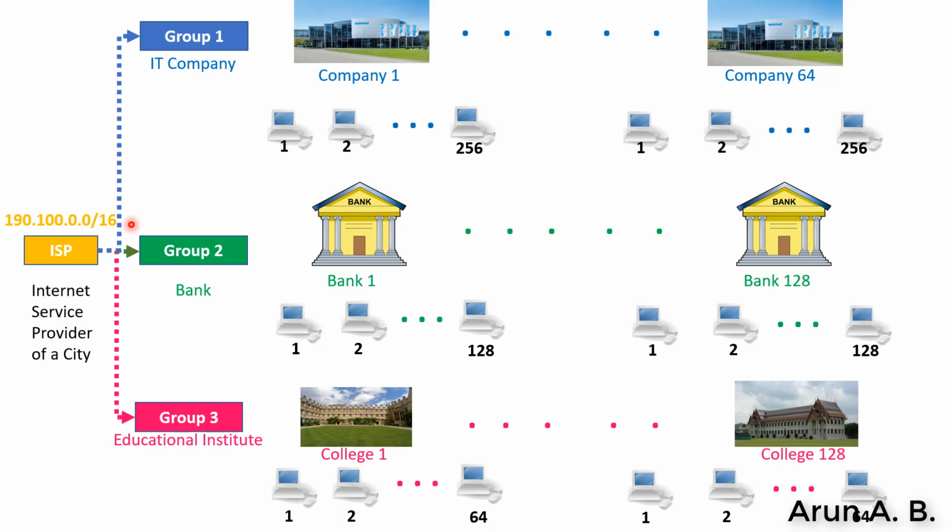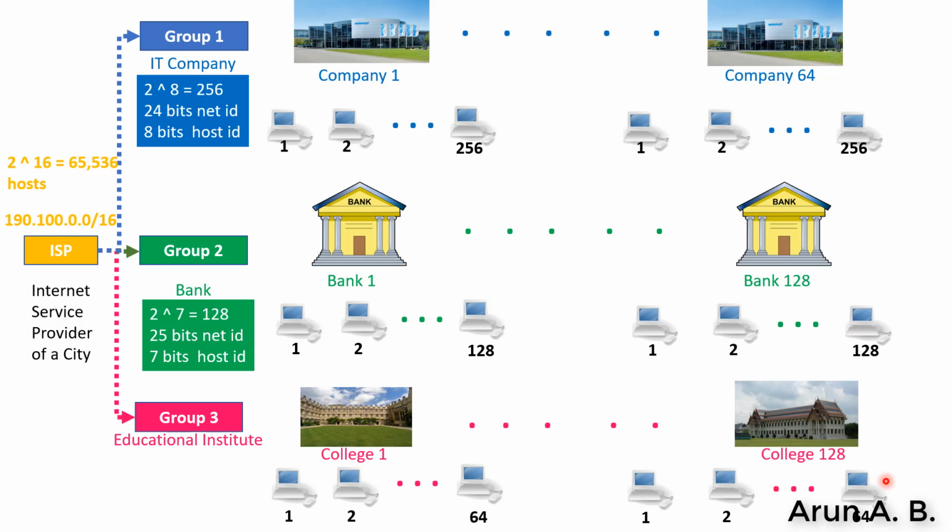But actually the IP address given to us is this one, and I have already shown here that if we have /16, there will be 16 network bits and 16 host bits. 2 to the power of 16 will give us 65,536. These are the total available IP addresses. Among these we need to assign IP addresses for each of these systems. Let us solve this problem.